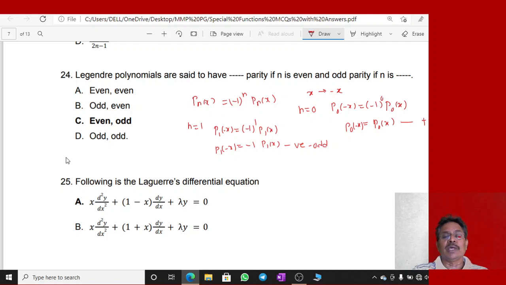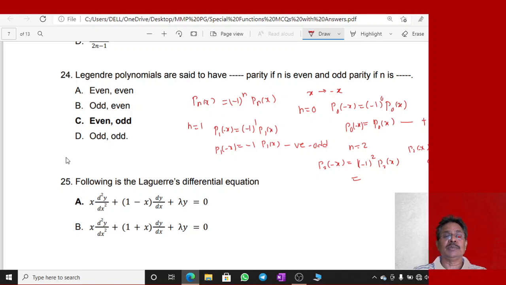Then if I go for n is equal to 2, in this case I'll get P2 of minus x is equal to minus 1 raised to 2 into P2 of plus x. Here minus 1 raised to 2 is plus 1, and therefore P2 of minus x and P2 of plus x have the same sign, and therefore this particular polynomial is said to have even parity.